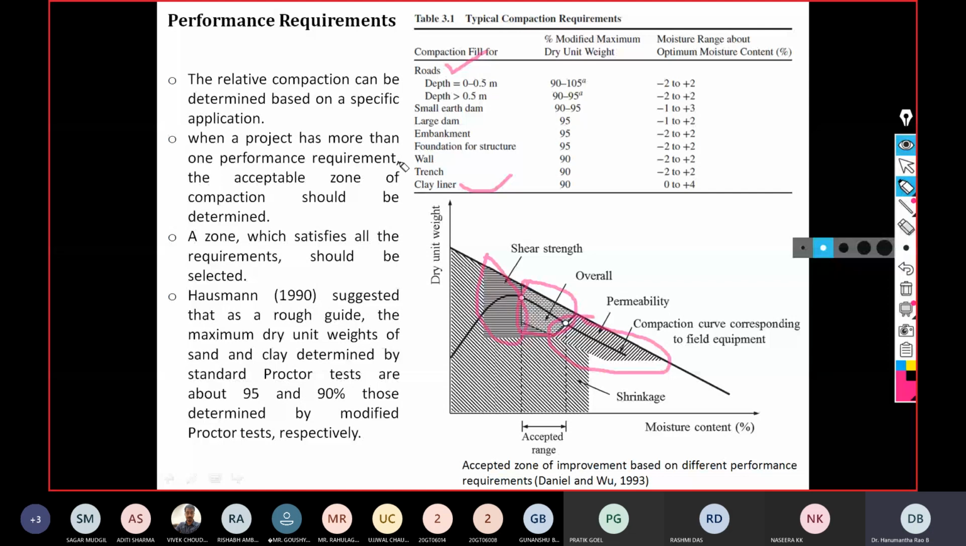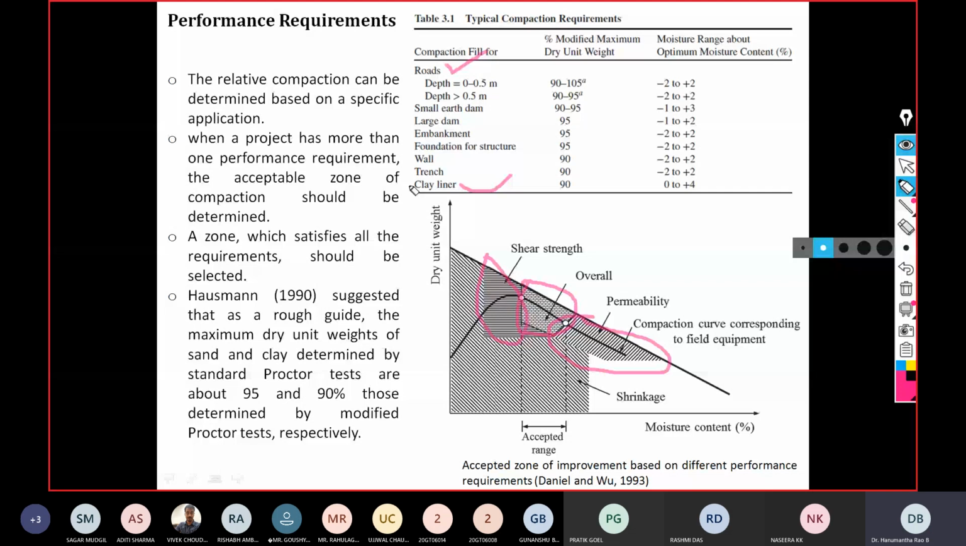A lot of work has been done on deciding the acceptable zone. So the criterion is different for different applications again. Try to understand. The criterion of deciding the acceptable zone is different for different applications. For roads, the acceptable zone is different. For earthen dams, it is different. For large dams, it is different. For clay liners too, because even if you look at all the applications, although we have a primary engineering property and a secondary engineering property, you need to satisfy both the properties.